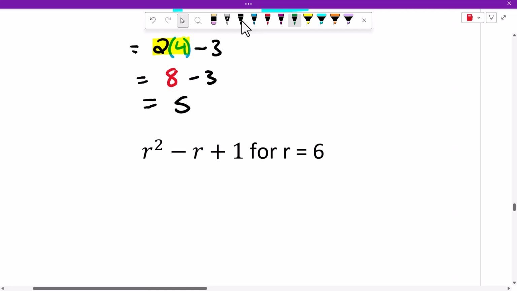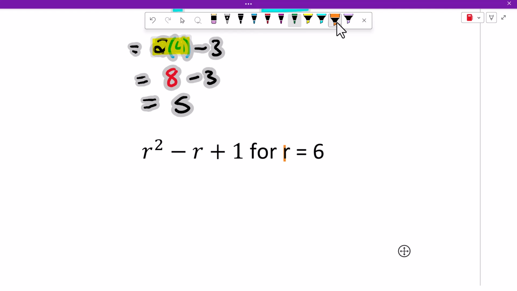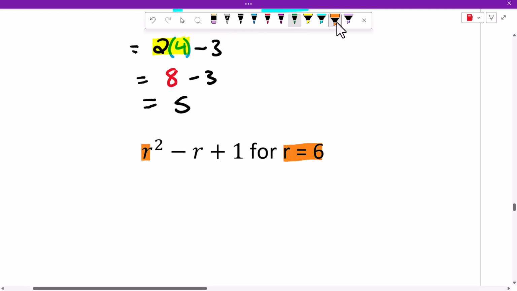Okay? Now, sometimes there is more than one spot the letter comes. That's fine. You stick it into more than one spot. So wherever we see an R, we're going to stick in the number 6 in brackets. So instead of R, we can go 6 with brackets, give it a little 2, minus 6 with brackets, and a plus 1. Right? That's all we're going to do.